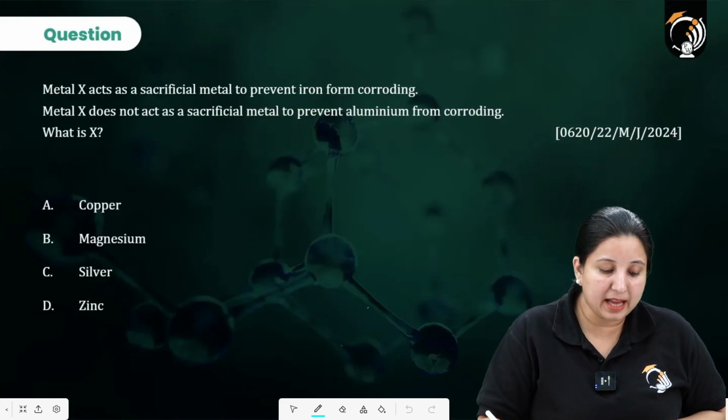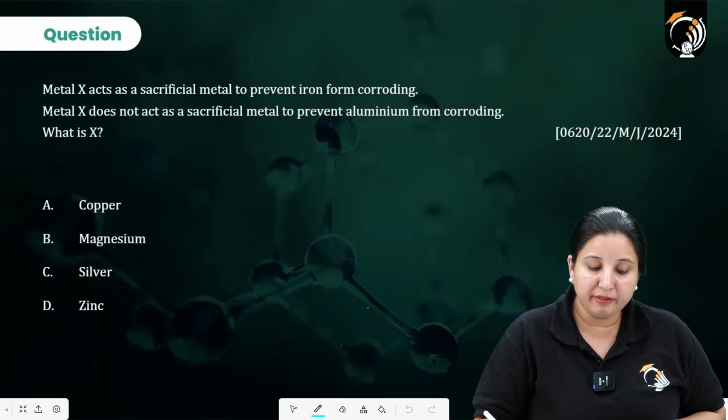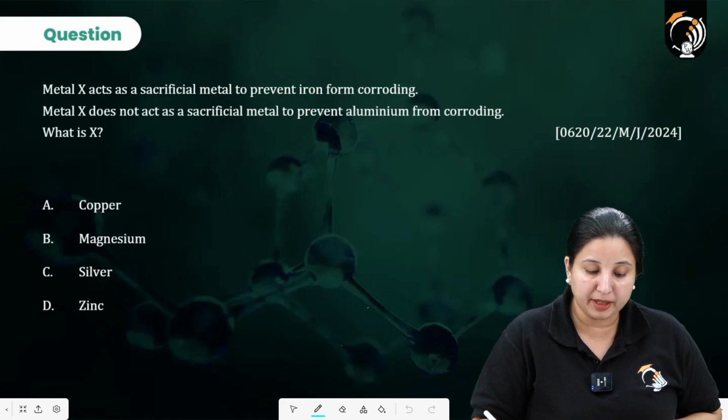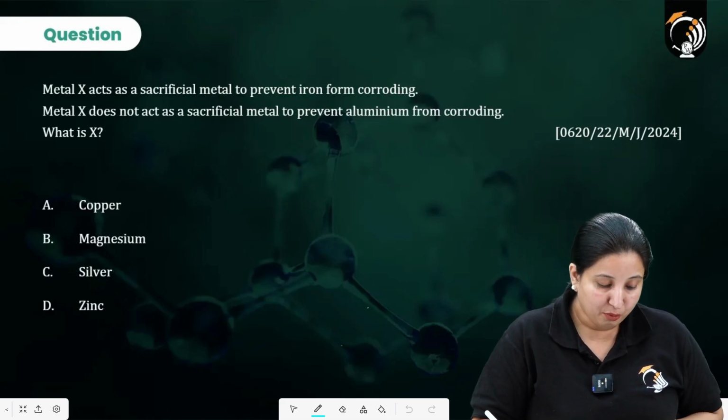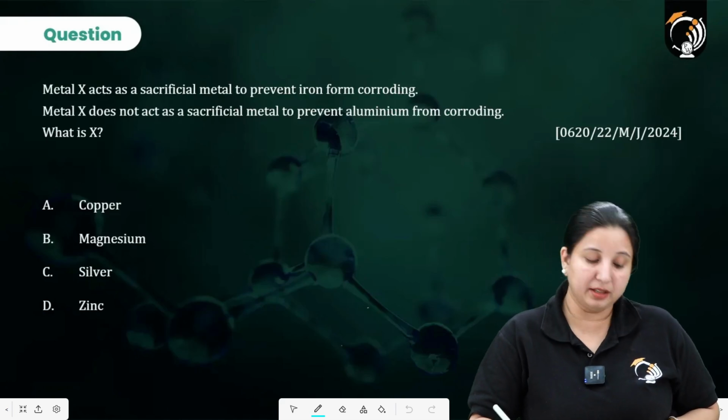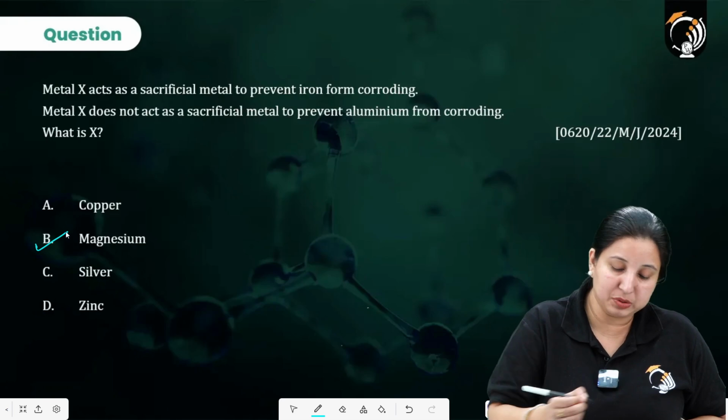Next: metal X acts as a sacrificial metal to prevent iron from corroding. Metal X does not act as a sacrificial metal to prevent aluminium from corroding. What is X? Now basically for the sacrificial method we use zinc and magnesium, but in the case of aluminium we do not use magnesium.